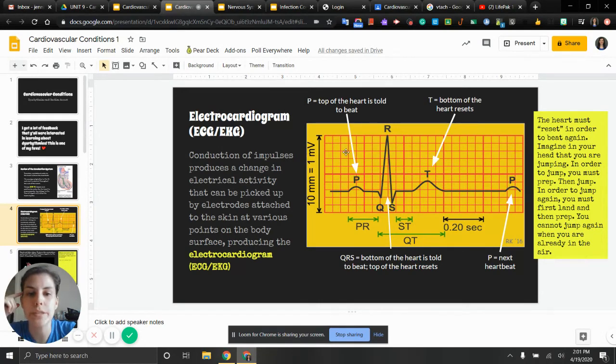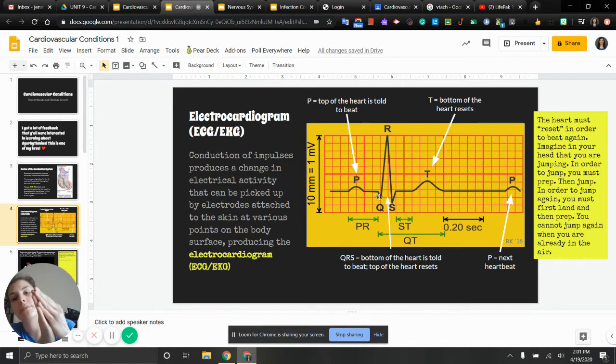Okay, so this P, what we call a wave, this P wave here is the signal that's being shot out to the rest of the atrium, or the top of the heart, signaling it to beat. So that's what the P wave is. That message gets sent out, so we can see that little blip on the EKG. Okay, so the message gets sent out, the heart reacts to it. Then the message is sent out to the ventricles.